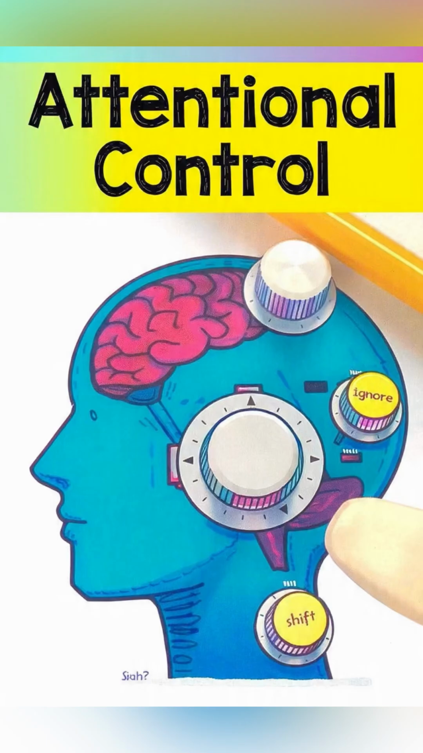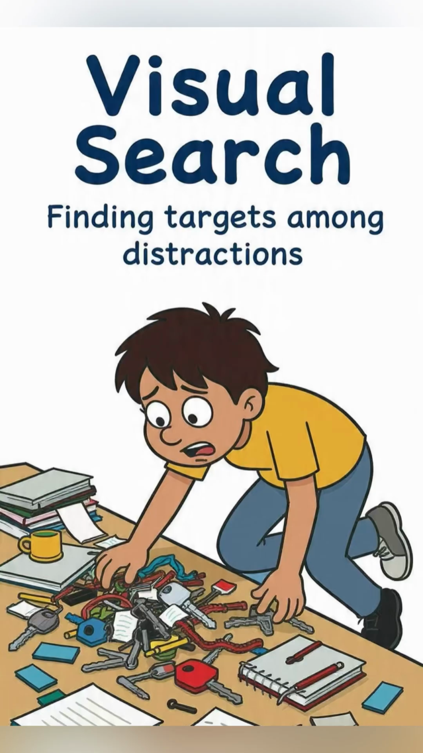Visual search. Locating targets among distractions. Searching for keys on a messy desk illustrates visual search, a process requiring attention to identify relevant targets amid irrelevant items. Unexpected stimuli grab attention.